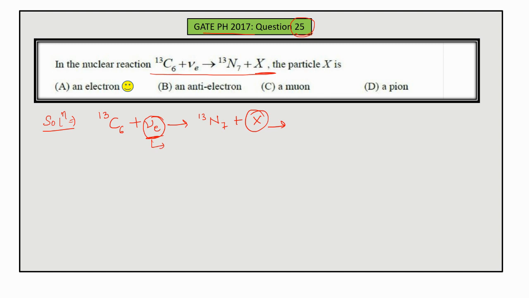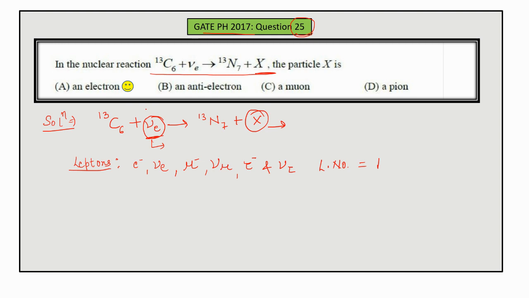So this is an electron neutrino. In the last class, if any of you joined my class last time, you might know that I talked about leptons. There are six leptons: electron, electron neutrino, muon, muon neutrino, tau, and tau neutrino. They have lepton number equal to 1.